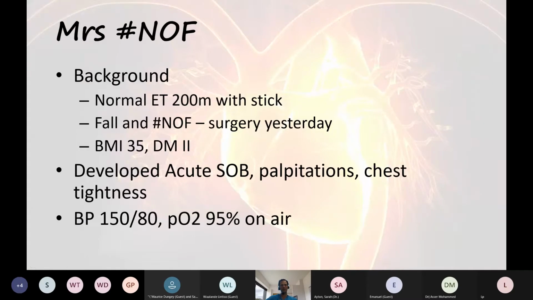So our first customer is Mrs. Fractured Knopf. She has a background of being able to walk about 200 meters slowly with a stick. She's a bit overweight with a BMI of 35 and type 2 diabetes. Yesterday she fell, broke her hip, and got surgery. Now, first thing in the morning, you are called to see her as the junior doctor working in Ortho-Geriatrics, because the patient has developed acute shortness of breath, palpitations, and chest tightness. Their blood pressure is good, but their sats are about 95% on air.